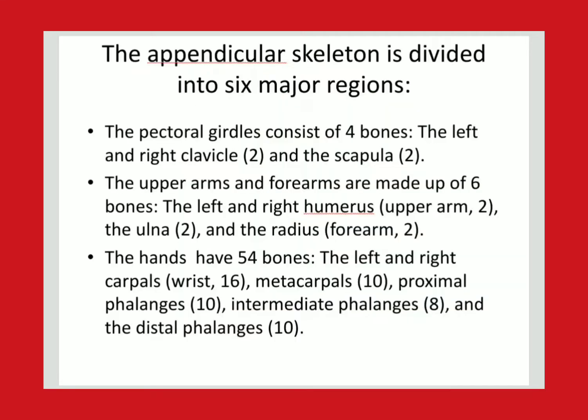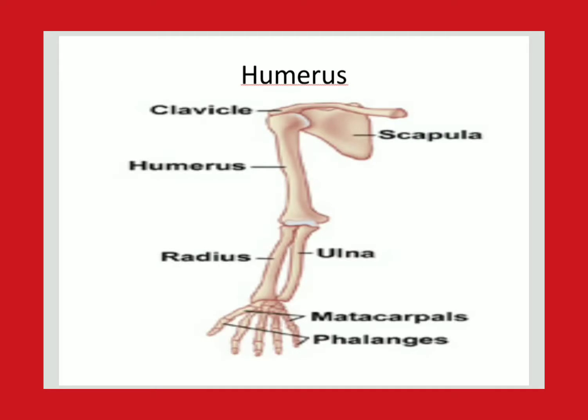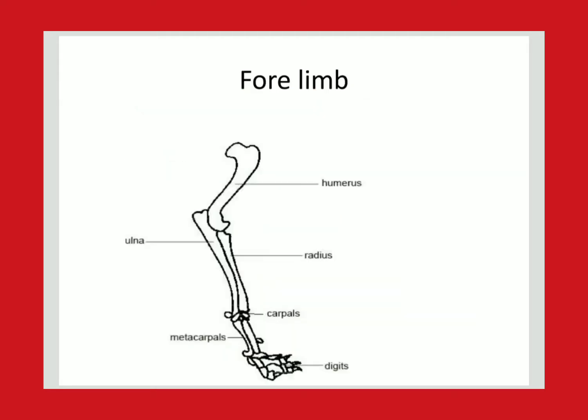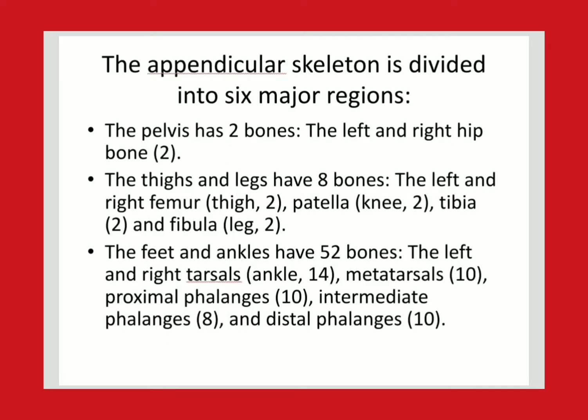Here you can see the radius, ulna, phalanges and metacarpals, along with the digits, and the carpals present in the limbs. The pelvis has two bones, the left and right hip bone. The thighs and legs have 8 bones: the left and right femur, patella, that is the knee bone, tibia and fibula.